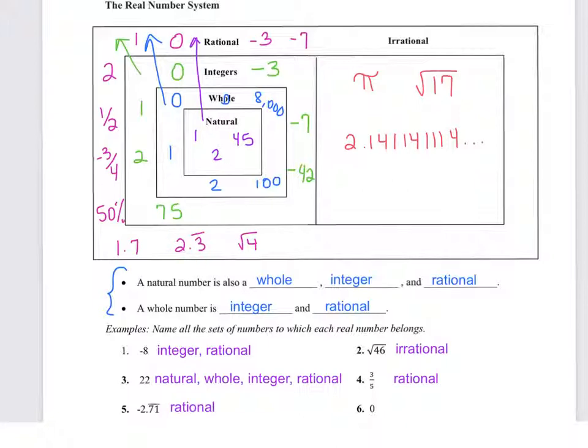And then number 6 is 0. So where does 0 start? 0 starts with whole. So it'd be whole and everything above it. So it's a whole number, an integer, and rational. So 0 is a whole number, integer, and rational. 0 is the only number that includes all 3 of those categories.